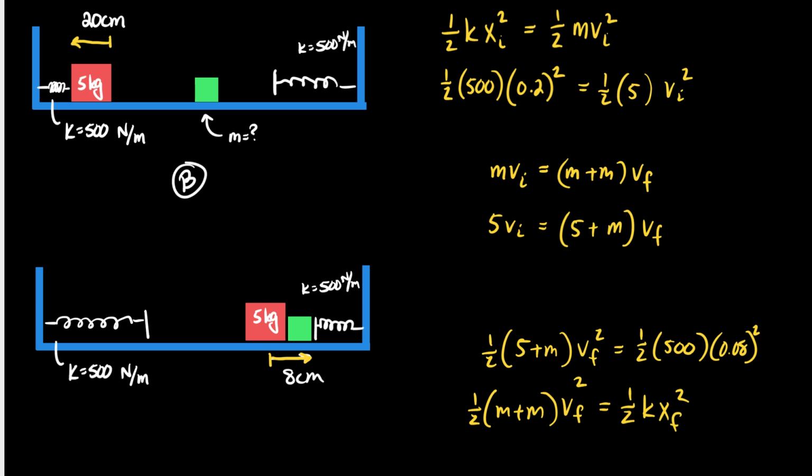Because the moment I figure out VI and drop it in here, I will know everything in that equation except for M and V final. And I already know everything in this equation except for M and V final. That looks a lot like 2 equations and 2 unknowns. So let's move on this a little bit.